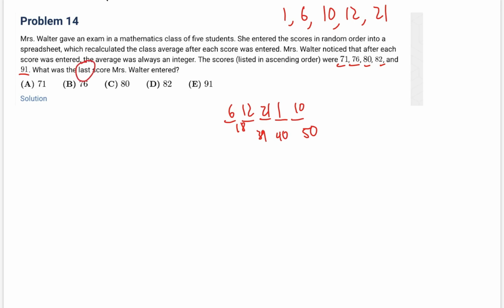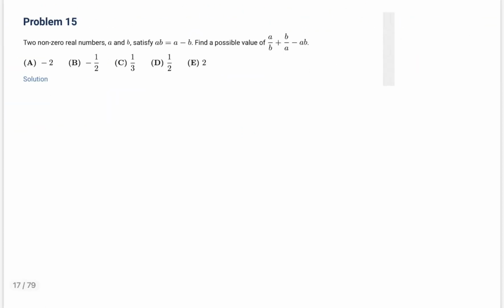What's the last one Mrs. Walter entered? It's number 10. But what we've done is we subtracted 70, right? So for us to get the real value, we have to add 70 again. 10 plus 70 is 80. It's number C.